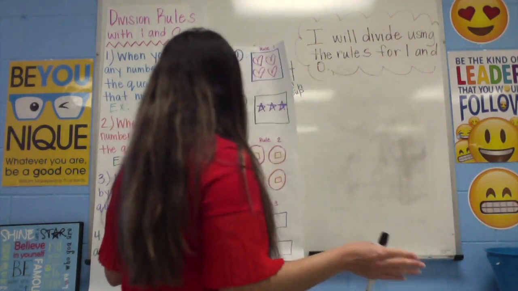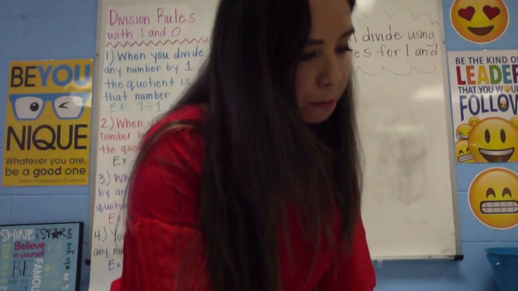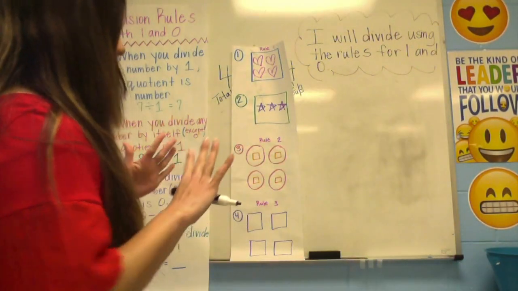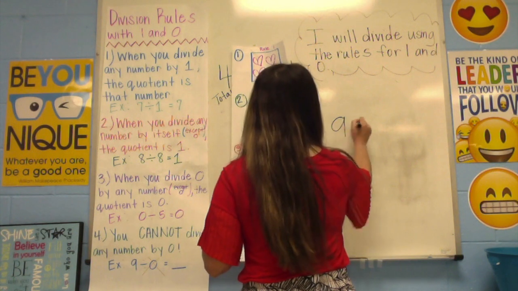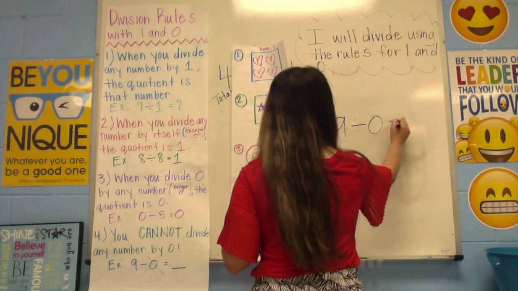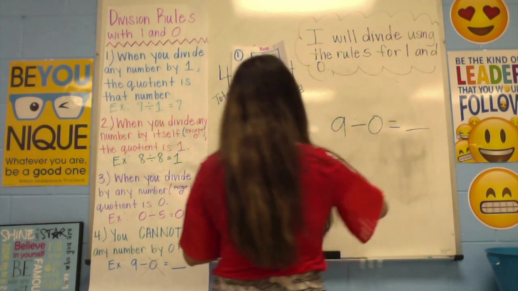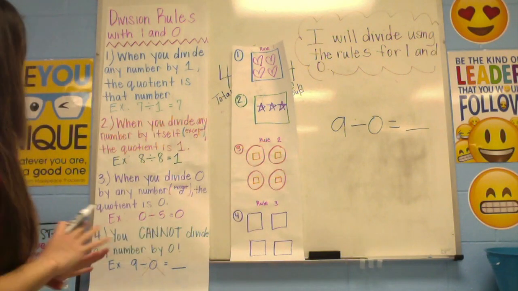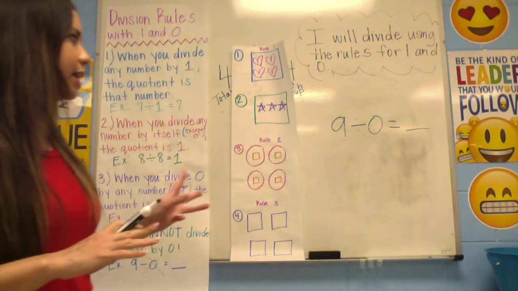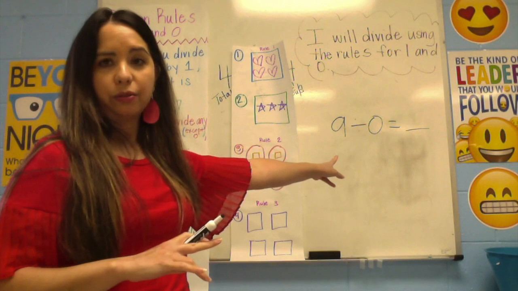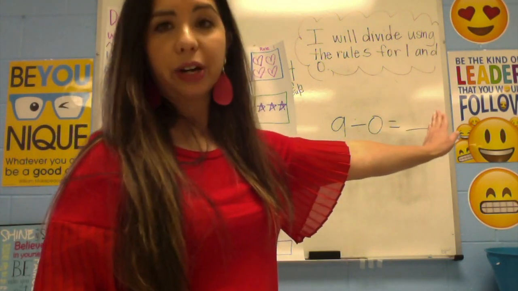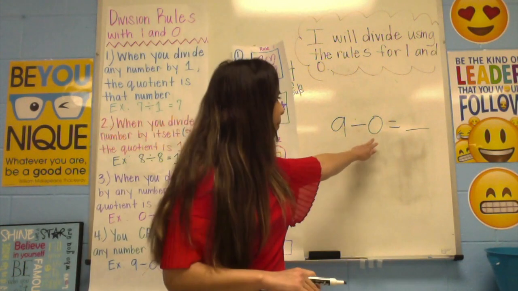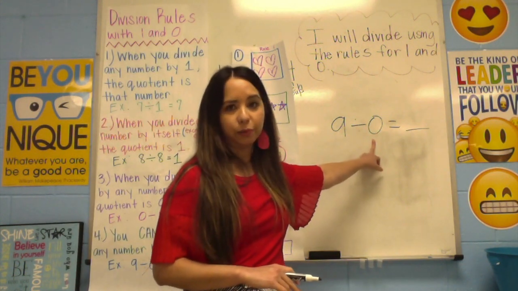And I do want to point out, boys and girls, this will never work. So look here. 9 divided by 0 equals blank. You cannot divide any number by 0. This will never work, okay? Dividing by 0, right here, dividing by 0 is not possible, okay?